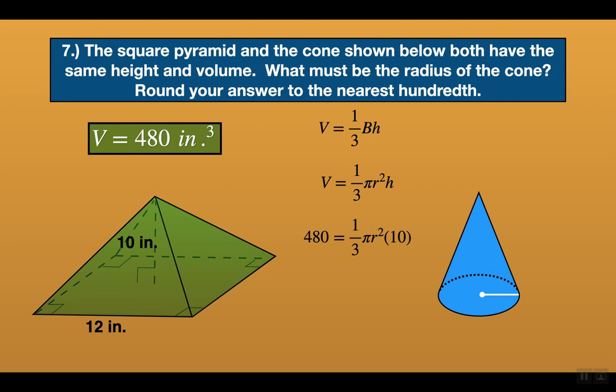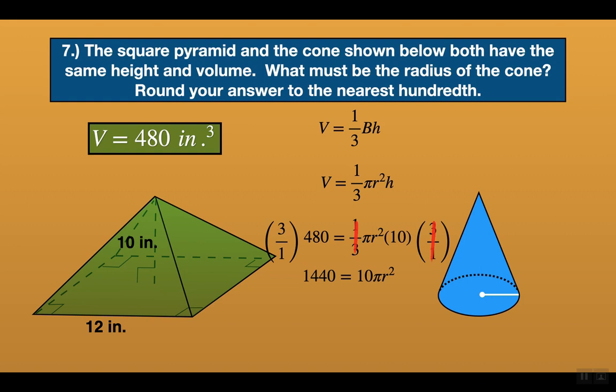Let's start by getting rid of the fraction. Let's get rid of the 1/3 by multiplying both sides of the equation by the reciprocal of 1/3, which is 3/1. On the right-hand side, that's going to cancel out the fractions. On the left-hand side, 3/1 times 480 is going to give us 1440. So now our equation is looking a lot easier.